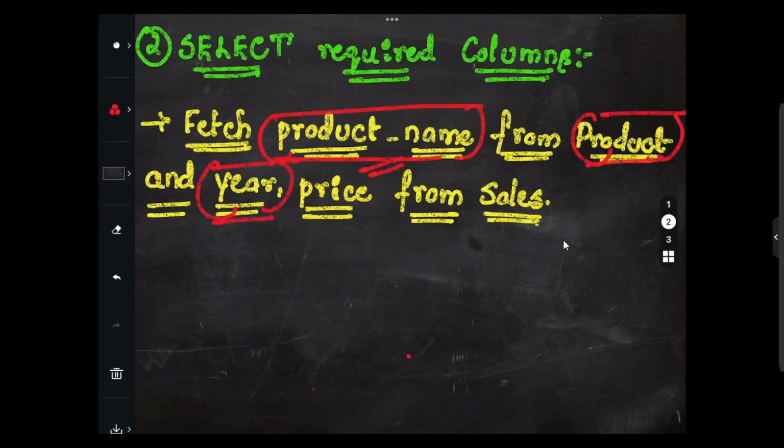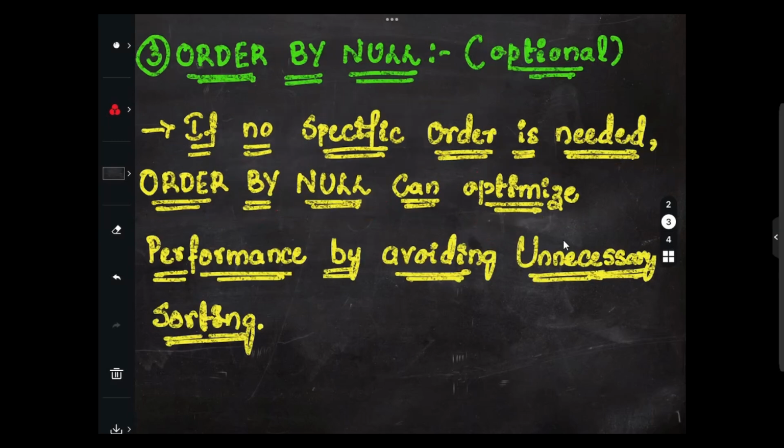year, right? So we will fetch the product name from product and year, comma, price from sales, from the sales table, right? This one we have already seen in the question. This will not be difficult to understand. The first and the second step, I hope it is clear.